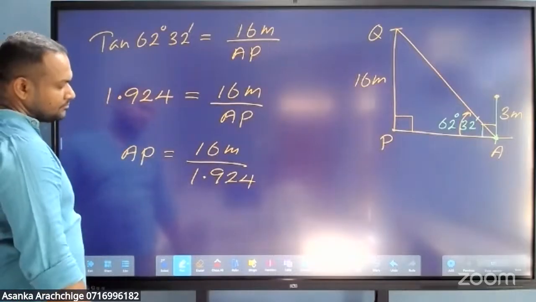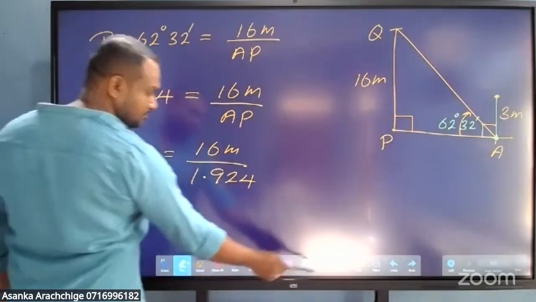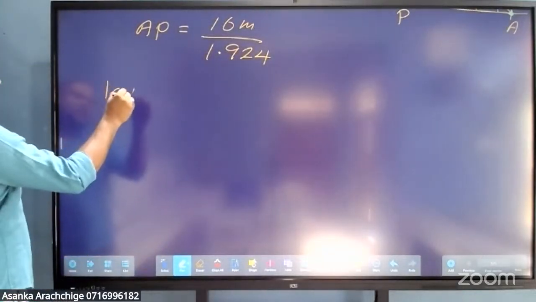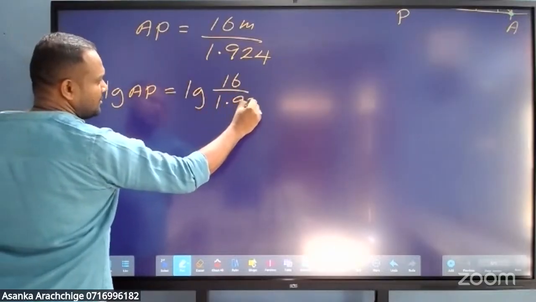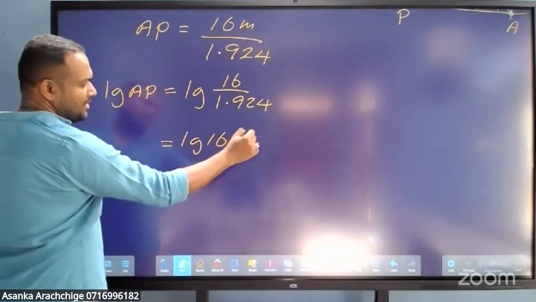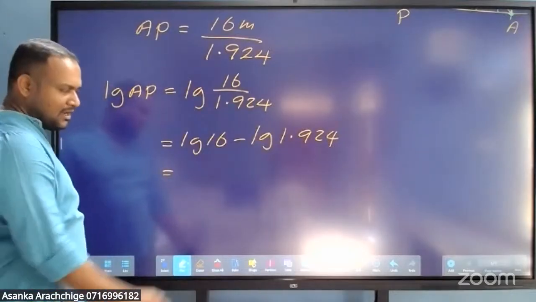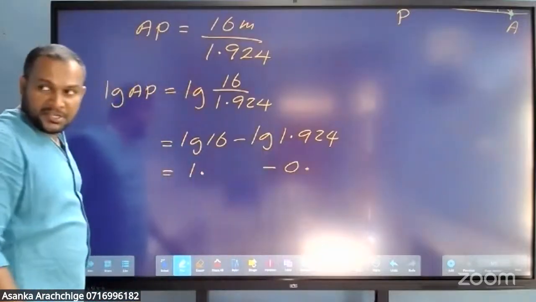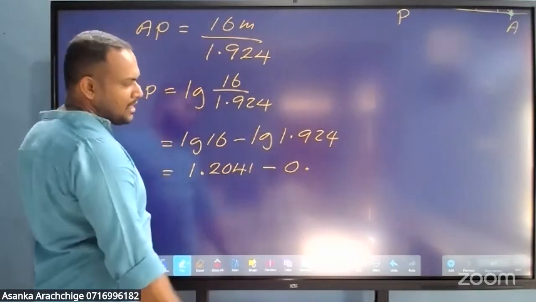Then lg AP equals lg of 16 upon 1.924. Then lg 16 minus lg 1.924. 16 is a number greater than 1 having 2 digits on the whole number side, so the characteristic is 1, minus here 0. lg 16 is 1.2041. Then 1.924.